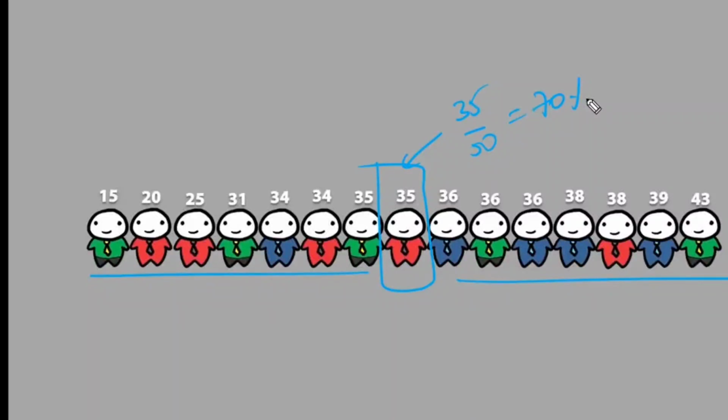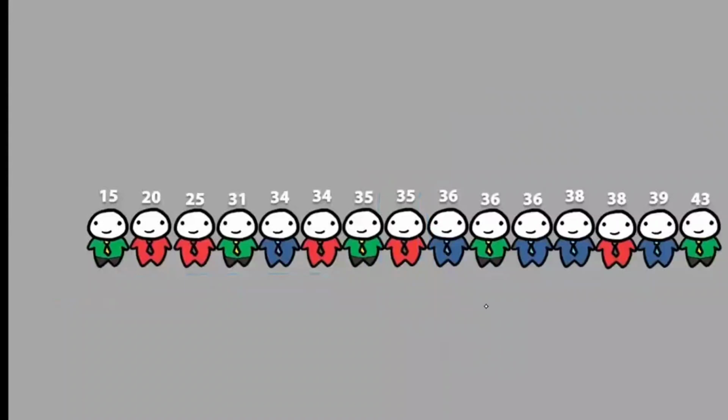Now what is his position? 50 percentile. 50% of the data is below him. This is called the median. Median is also called 50 percentile. 50 percentile and median both are the same. Is that clear? So 50% of the data is below him. Including him, 50% of the data will be there. So we have the median, which is the 50 percentile.